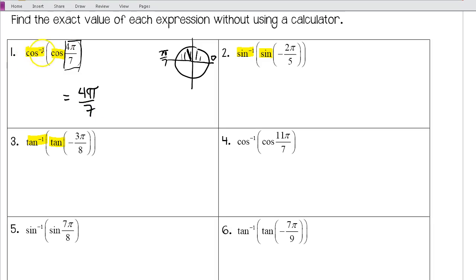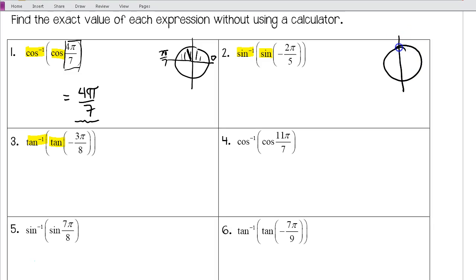Remember, anytime you see this cosine inverse or arc cosine or any of the other inverses, you want to be thinking, okay, I'm looking for an angle. So I can see I'm looking for the cosine inverse, and we end up with an angle value. Alright, moving on to number 2.